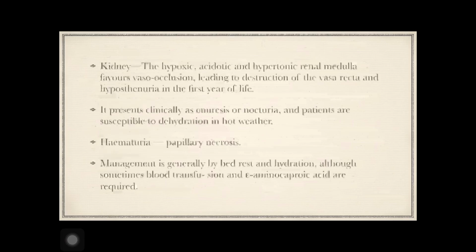Now let us see what happens in the kidney. The hypoxic, acidotic and hypertonic renal medulla favors vaso-occlusion, which will lead to destruction of the vasa recta and hyposthenuria in the first year of life. This will present clinically as enuresis or nocturia, and patients are susceptible to dehydration in hot weather. Hematuria is also noted due to papillary necrosis.